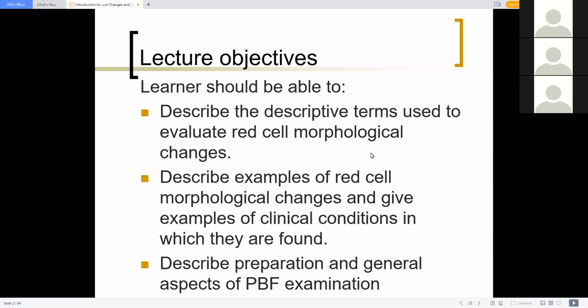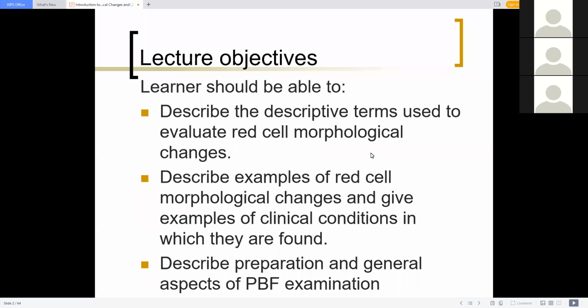Okay, so the lecture objectives for this class today is that at the end of this class, you should be able to describe some of the descriptive terms that we use to evaluate red cell morphological changes, because these are terms that are used in everyday clinical practice, and you as the medical practitioner will be able to receive reports from the laboratory using these descriptive terms.